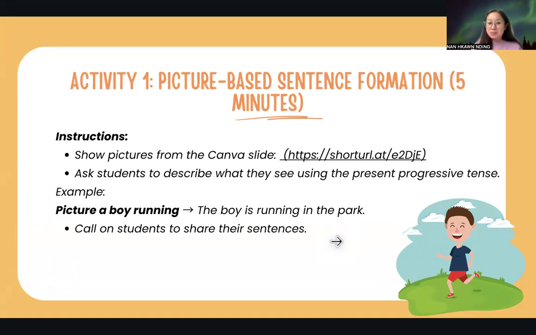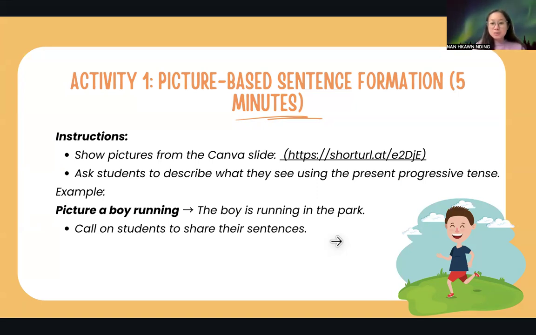Okay, and then another picture, what is he doing right now? So you have to discuss with your friend and write a sentence about present progressive. Okay, so that is all about the picture that you have to do. Thank you so much for your answer and participation as well.